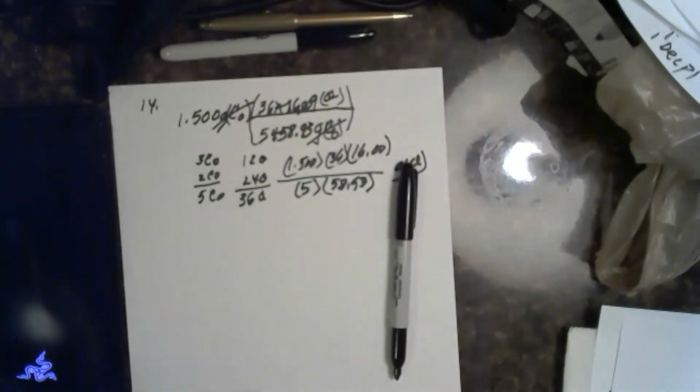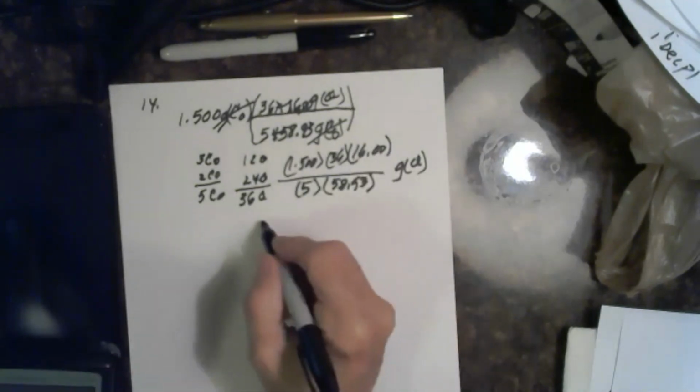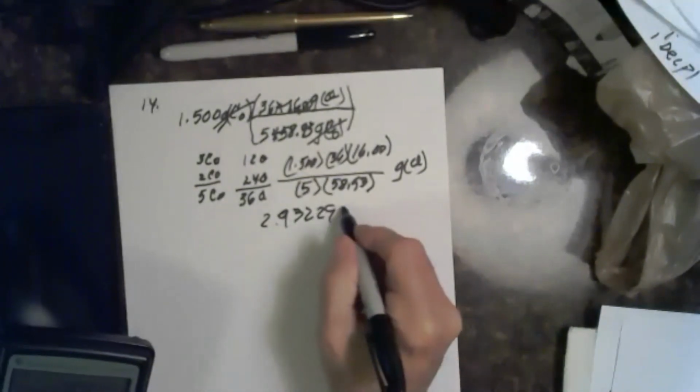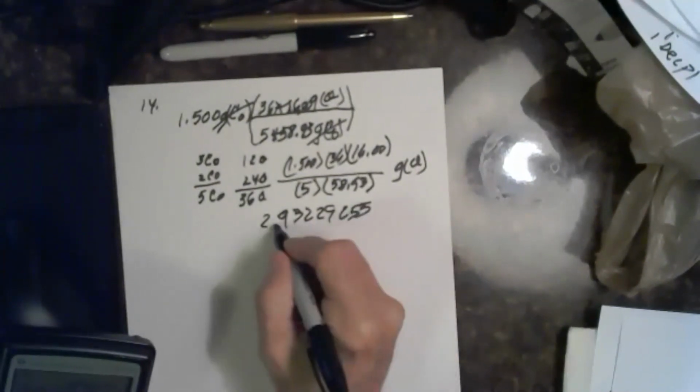So let's do my math. Well, I said I wasn't going to do it, but I will. 1.5 times 36 times 16. I will if I can turn my calculator on. Okay, now I'll do it. 1.5 times 36 times 16 divided by 5 divided by 58.93. I get 2.93229.255 as my final answer.